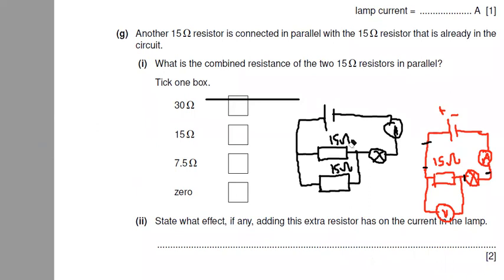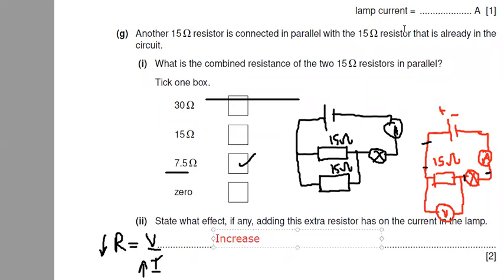And then what effect could we have by adding an extra resistor on the current of the lamp? We said that because we connected two resistors in parallel, we decreased the resistance. As you can see here, when they were connected in parallel, the total resistance was 7.5. When it was connected in series alone, it was 15. So when it's connected in parallel, the resistance decreased from 15 to 7.5. So when the resistance decreases, the current will increase. So at this point, we could say that it will increase. Thank you so much.